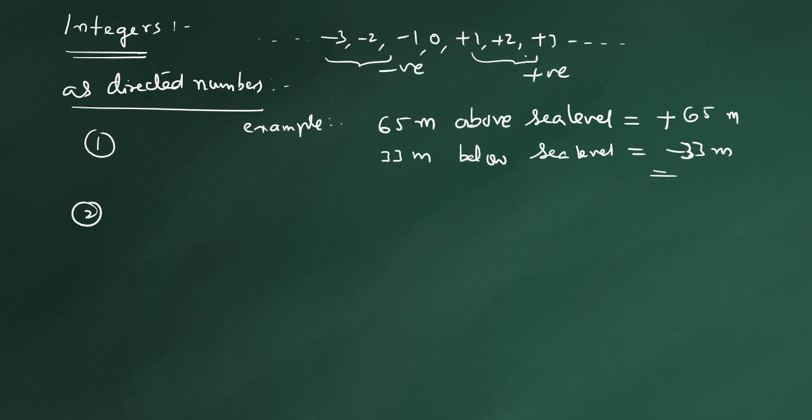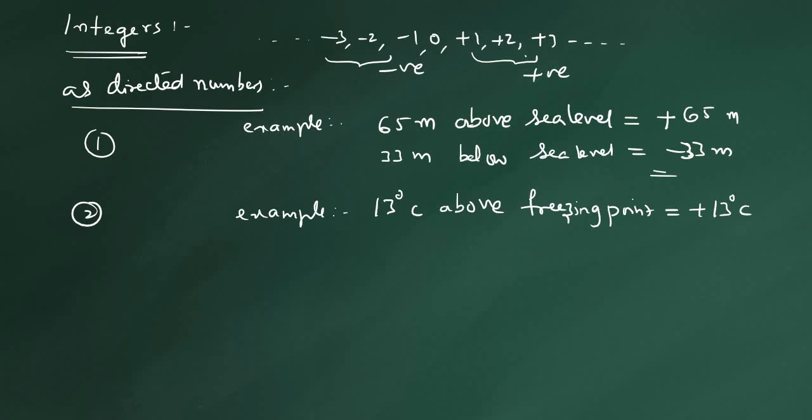Another example you will see: the temperature above freezing point is represented by a positive number. Usually temperature cases, any examples in our science, will be represented by positive signs. That means if anybody says 13 degrees Celsius above freezing point, what do we mean by that? That is +13 degrees Celsius.